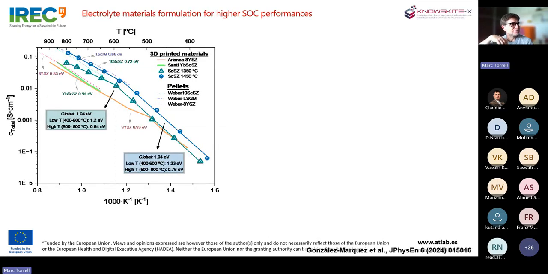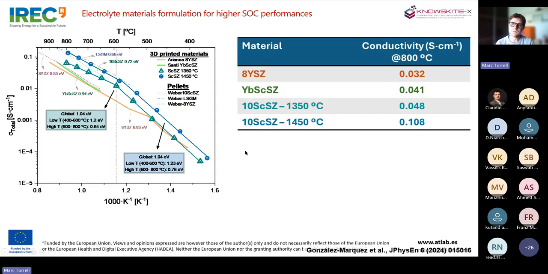Besides the geometrical complexity, we wanted also to have some flexibility on the materials, the electrolyte materials that we could print. You have already seen that we were able to print zirconia doped by 3% of yttria, also doped by 8% of yttria, but we have also some results already in the use of Ytterbium Scandia doped zirconia and also Scandia doped zirconia, which is multiplying the ionic conductivity.